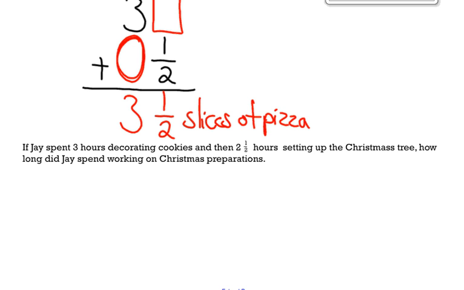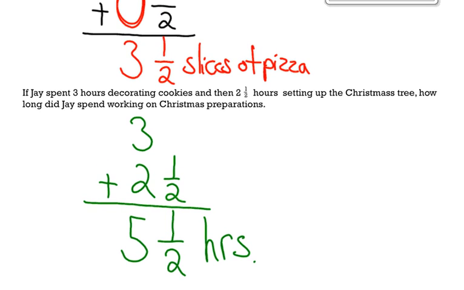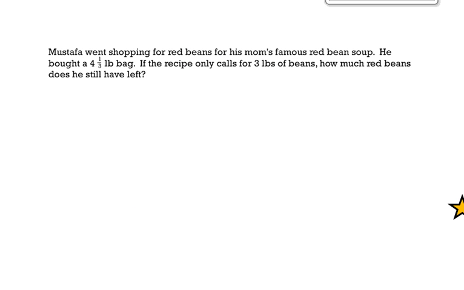So as we look at this problem, we have our first idea of 3 hours, and then we're going to add that to get a total of 2 more hours plus another half an hour. As we look at that idea, we can say, okay, half is going to come down like that. 3 plus 2 is 5. And so in the end, Jay spent 5.5 hours working on Christmas preparation. One more example, just so we can see all sides of this. Alright, let's do a subtraction one.